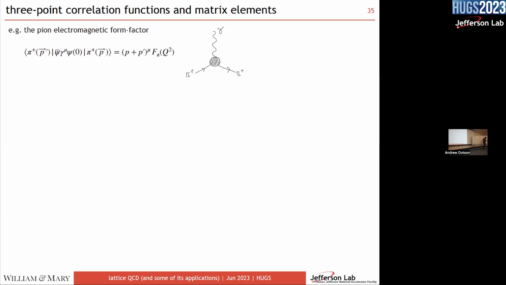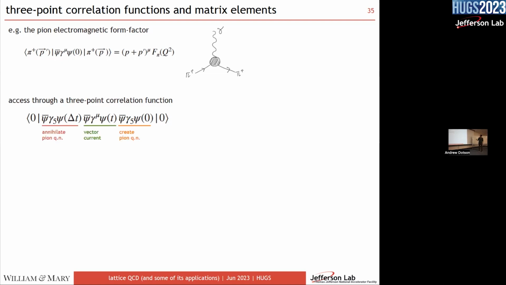So how do you get at that in a lattice calculation? Well, you need a correlation function. And what you need this time is not a two-point correlation function, but a three-point correlation function. So here, look, psi bar gamma 5 psi, then this vector current, then another psi bar gamma 5 psi, at three different times: time zero, time t, time delta t. And what are these bits doing? That's creating the pion quantum numbers. That's inserting this vector current, and that's annihilating the pion quantum numbers.